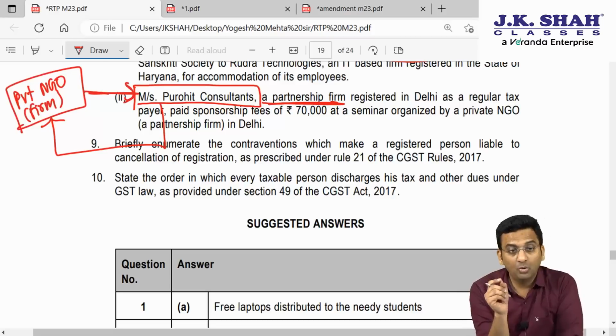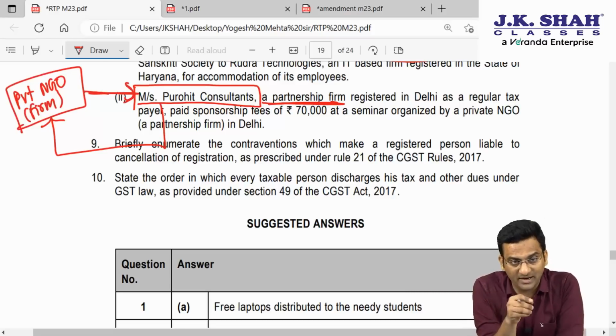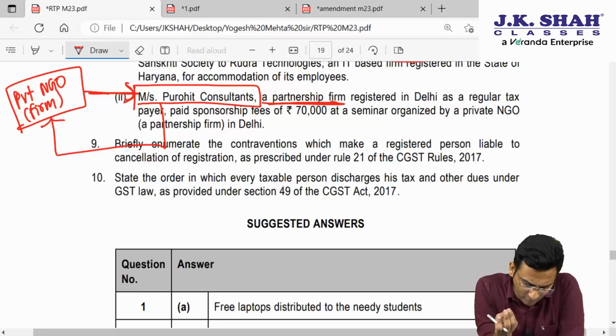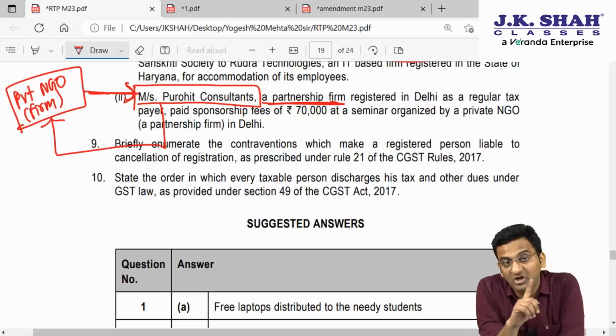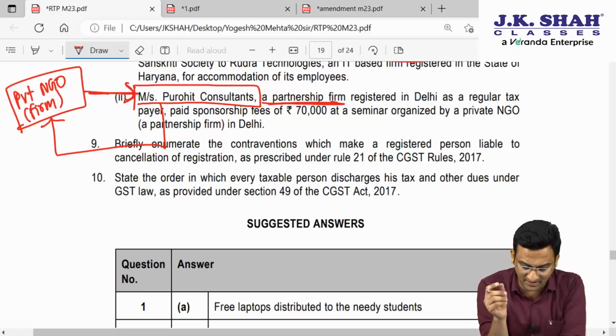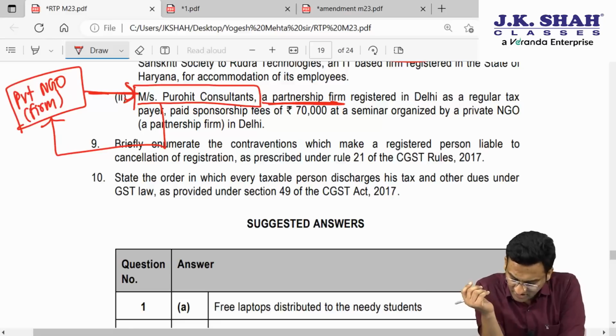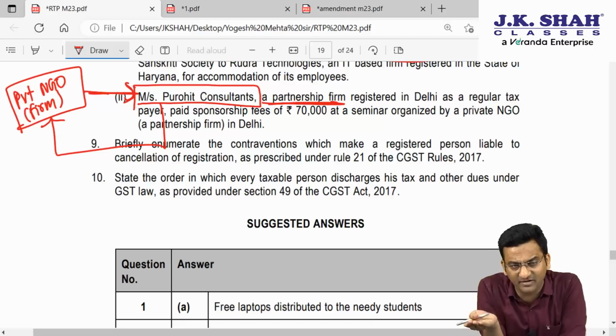So friends, who are the organizers? A private NGO registered as a partnership firm in Delhi, and they are giving sponsorship services to Purohit Consultants, a partnership firm. And I hope if you do remember, friends, if any sponsorship services are given by any person to a body corporate or a partnership firm, then it is covered under RCM. And sponsorship services of sporting events are exempted. Here nowhere it is mentioned that the sponsorship is for a specified sporting event organized by specified persons. Hence there is no exemption. Otherwise there is an exemption.